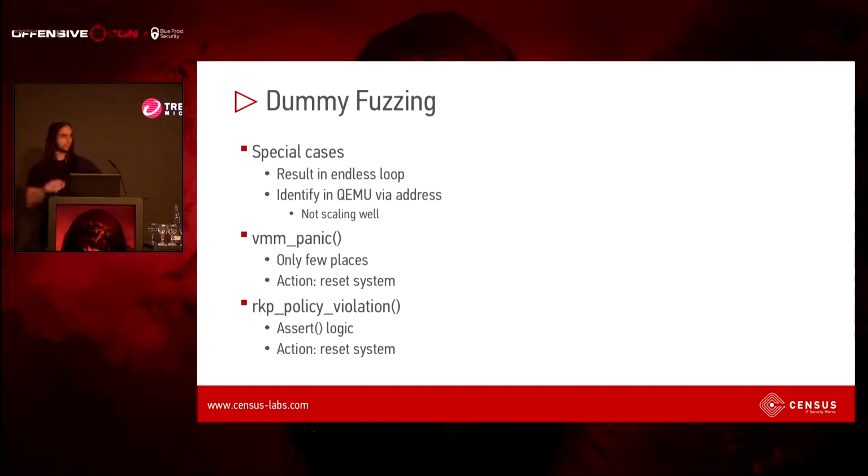For RKP specifically, there are two functions of interest. VMM panic is found in only a handful of places. For example, if the VMM synchronous handler somehow results in an error, for example, a synchronous exception that's not supported, then VMM dispatch leads to VMM panic. And what we do when we identify this is we reset the system. The RKP policy violation function better aligns with the assertion logic. For example, if we invoke an HVC command more than counter times, then that leads to an RKP policy violation.